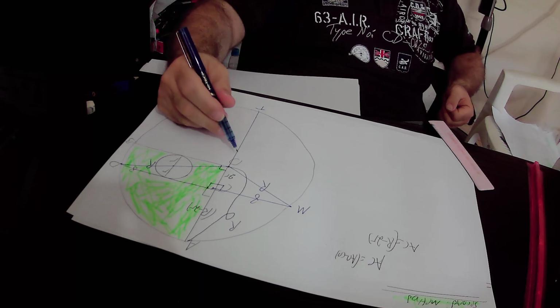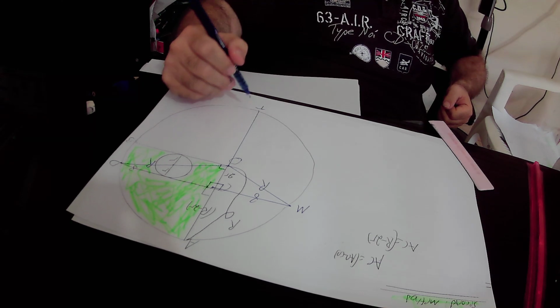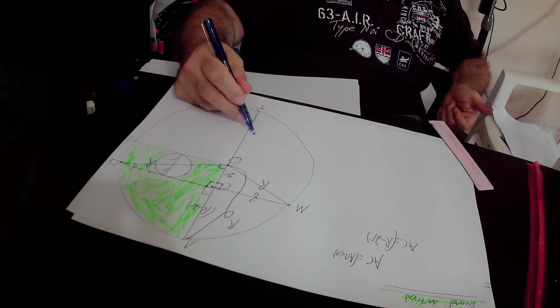Okay, here point O is the center of the big circle, point T is the point on the big circle itself, therefore OT is the radius of the big circle that is equal to capital R.